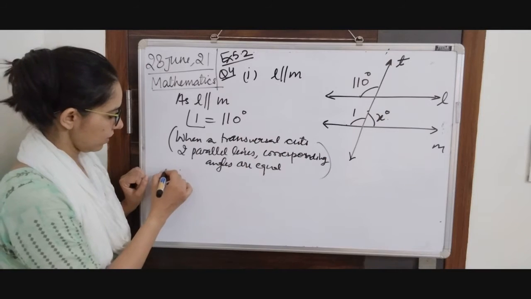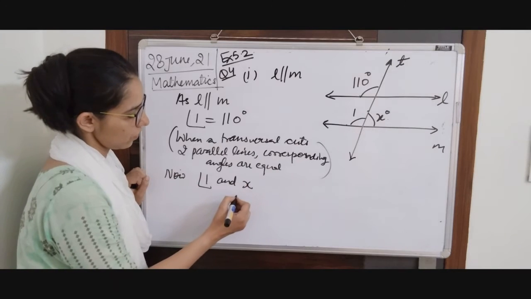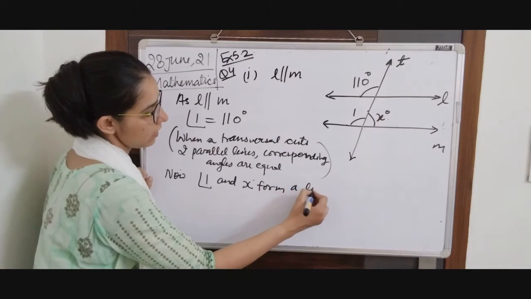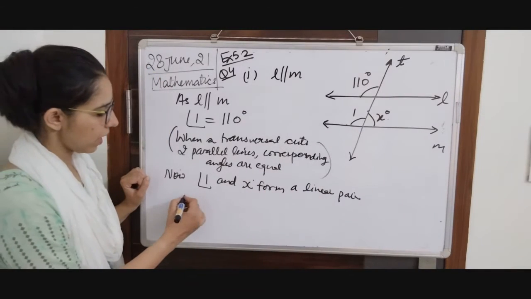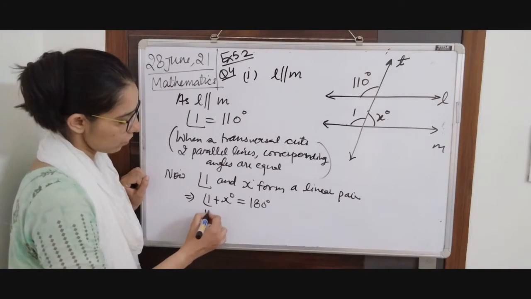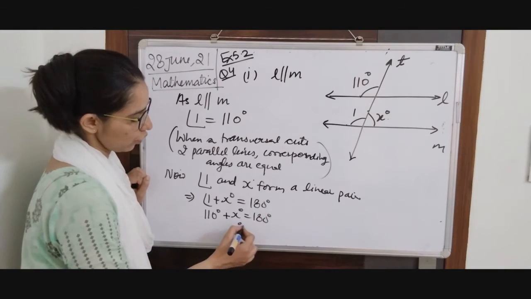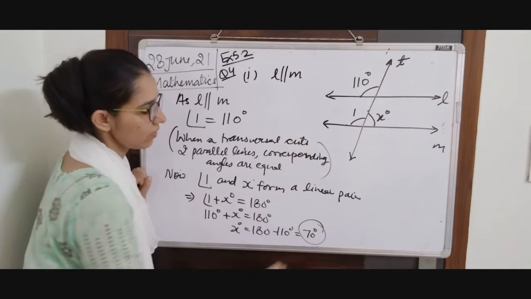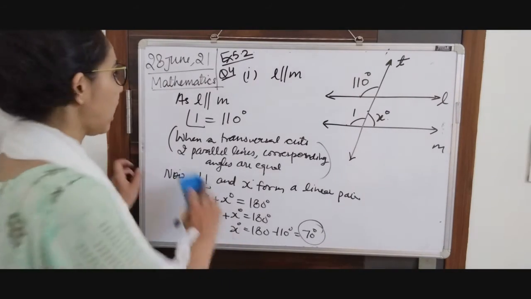Now angle 1 and angle X form a linear pair because they lie on line M. This implies angle 1 plus X is going to be 180. Your angle 1 is 110. X is equal to 180 minus 110, which is going to be 70 degrees, and this is your answer. Similarly, for B part of this, we may have a figure like this.